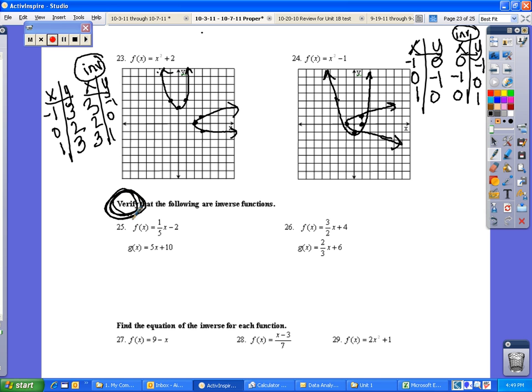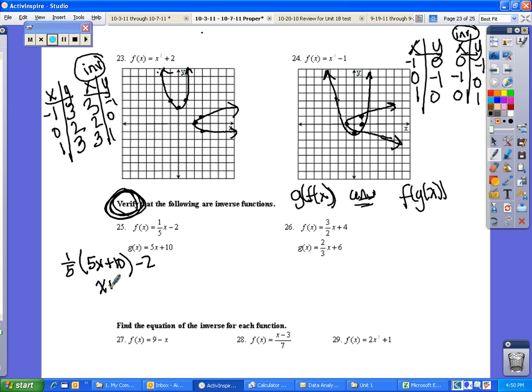Okay, verify. Whenever you see verify, that means g of f of x and f of g of x. So I want to plug in first and verify f of g of x. That's when I take f of x and plug this in here. So that's going to be 1/5 x minus 2. Instead of writing the x, I'm going to write 5x plus 10 here, and then minus 2. So 1/5 of 5 is 1, so that's just x. 1/5 of 10 is 2, minus 2. 2 minus 2 is 0, so I'm left with x.